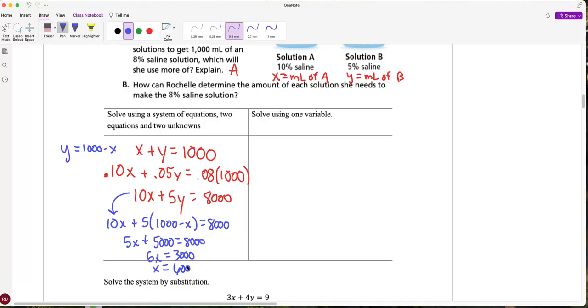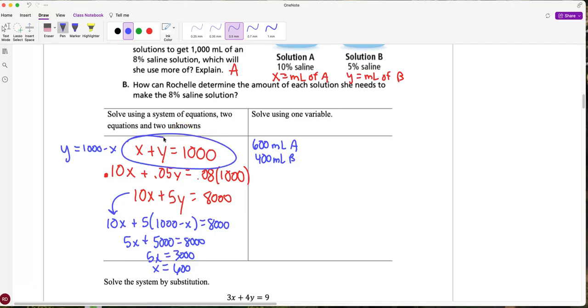So if x is 600, then you know that you have 600 milliliters of A, and you know that you're going to have 400 milliliters of B. Or you could substitute back into this equation, but that one's pretty easy to see.